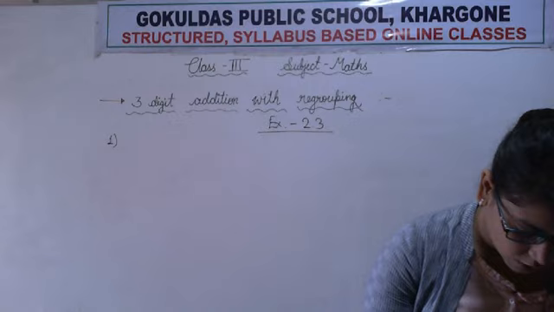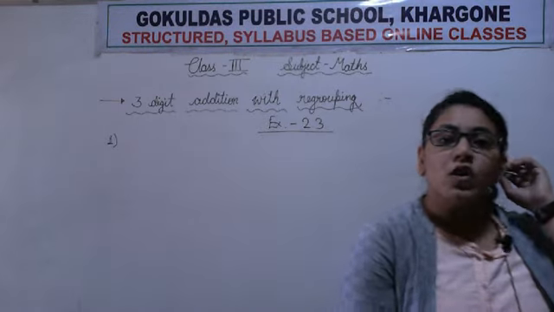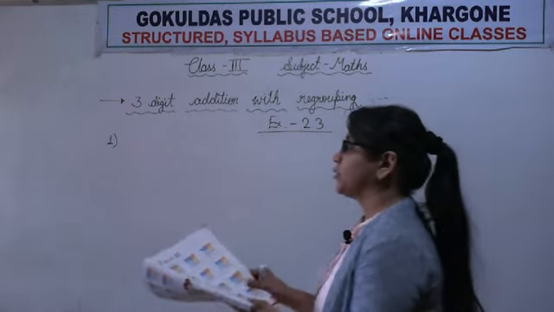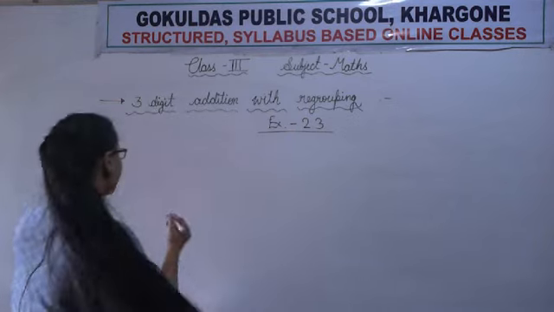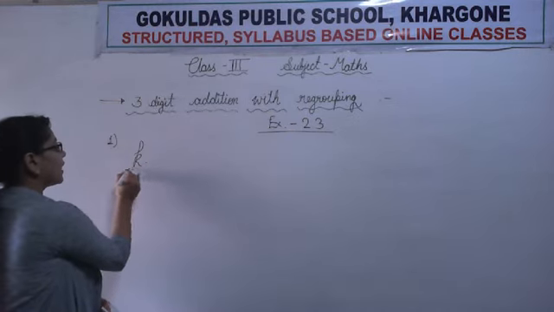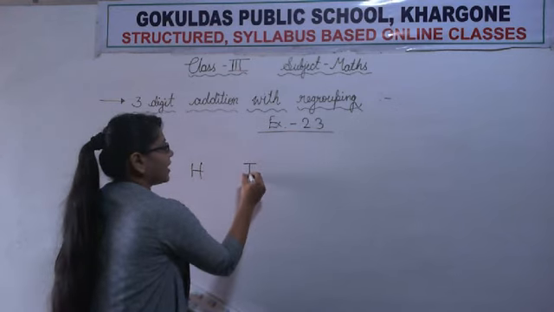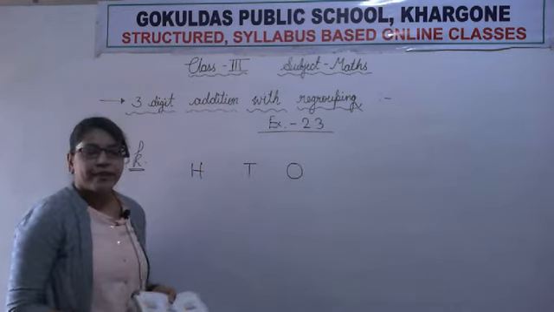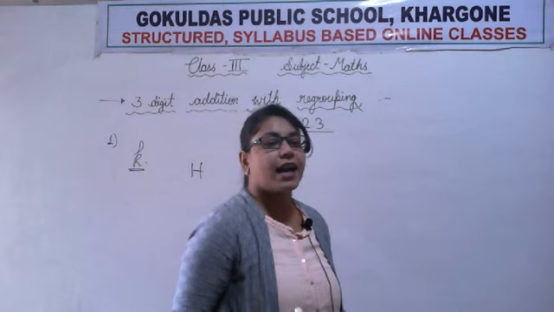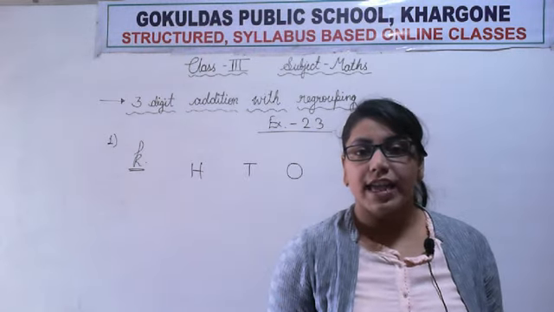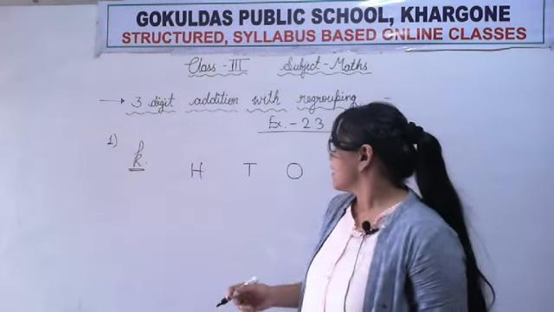Okay, now I hope you can do part J on your own. I am doing part K. Again we will write hundreds, tens and ones. Why are we writing these places again and again? So that we can avoid mistakes.